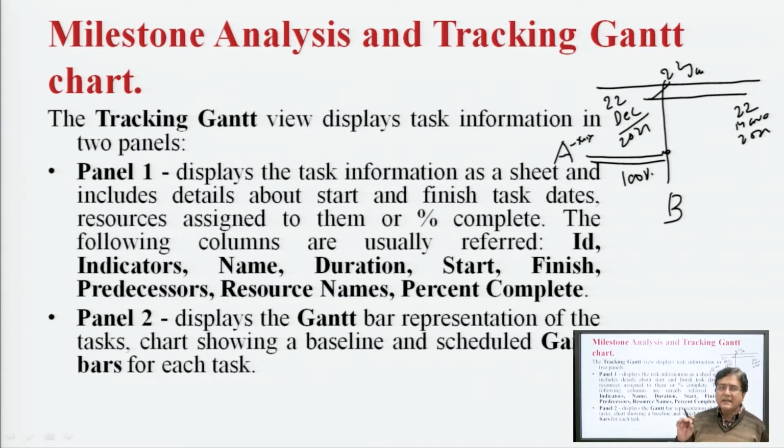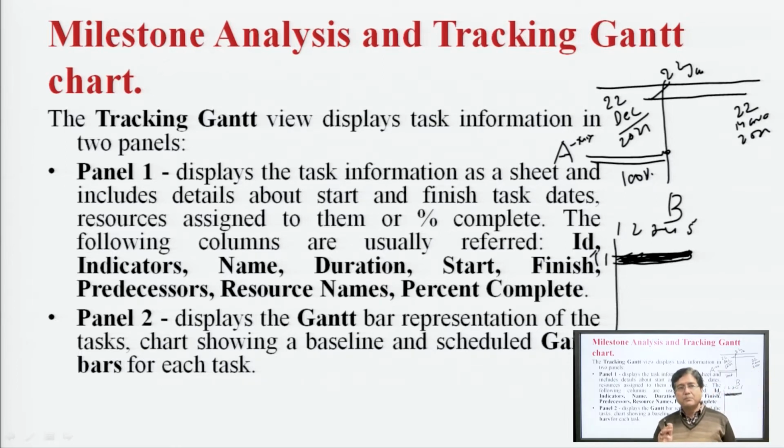Panel number 2 displays the Gantt chart bars representing the tasks and shows baseline schedule bars. These are the bars. Time is one day, a week, first week, second week, third week, fourth week, fifth week, and this task is T1. So, this task has been completed in 5 weeks. This is a bar, and we can show it with the help of bars.